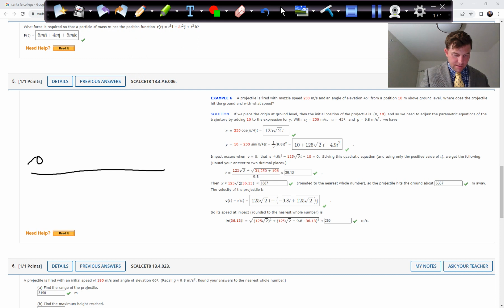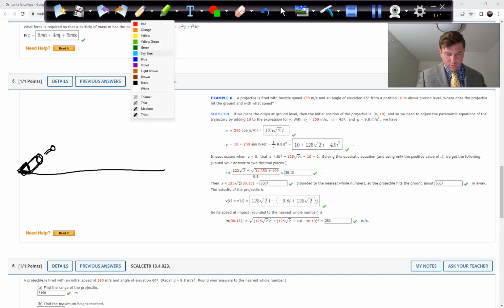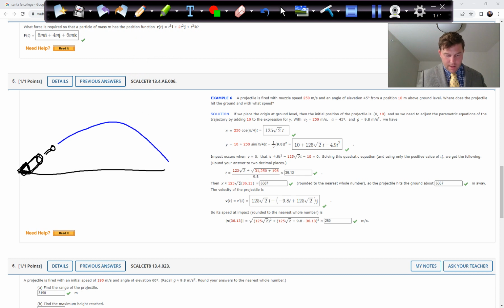usually they draw it like a cannon. So we have this cannon here, and we fire out a projectile, and that thing is going to go like that. And it comes out with an initial velocity of 250 meters per second. And its angle, this angle here, is called the angle of elevation, and it happens to be 45 degrees.